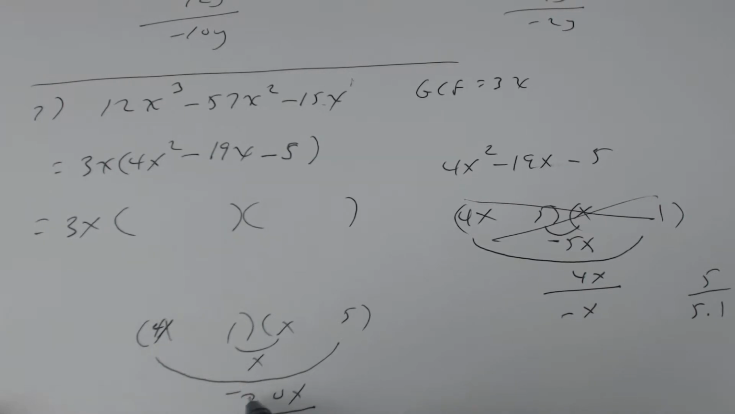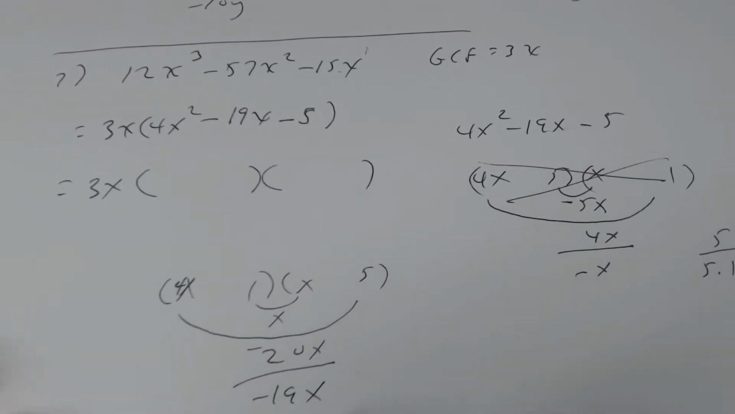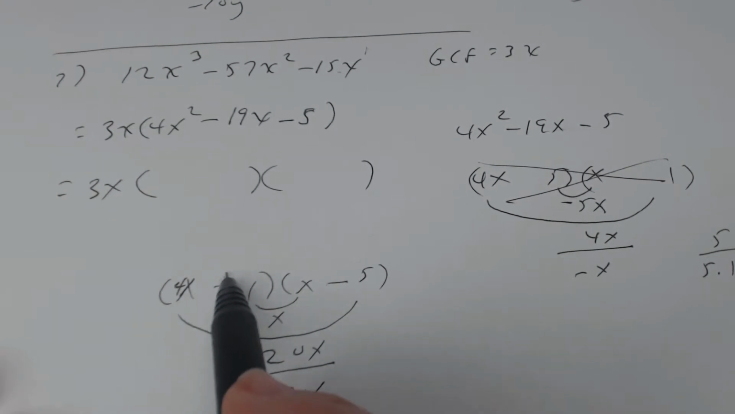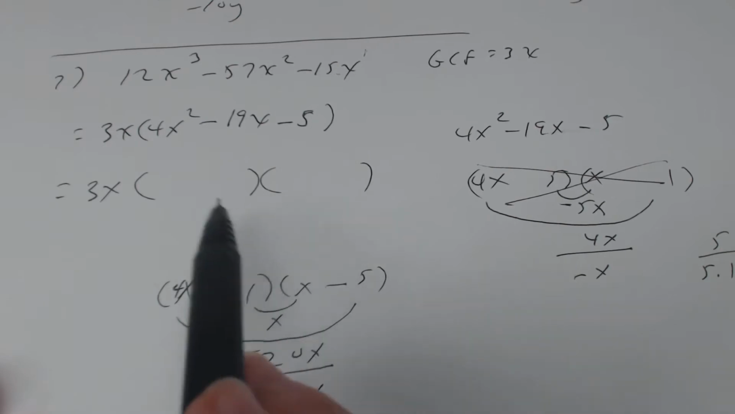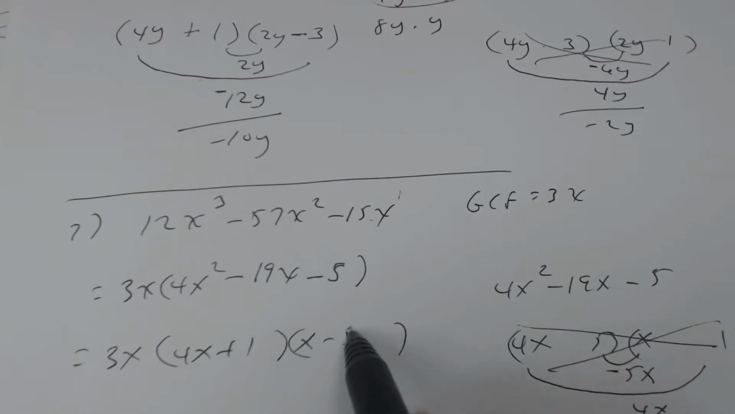And this works because notice a positive x and a negative 20x is a negative 19x, and that's what you wanted. So that means that if I want the outer to be negative 20x, then this is negative. If I wanted the inner to be a positive x, then that has to be a plus symbol. So positive, so 4x plus 1. So those two factors go here. So my answer is going to be 3x times 4x plus 1 times x minus 5.